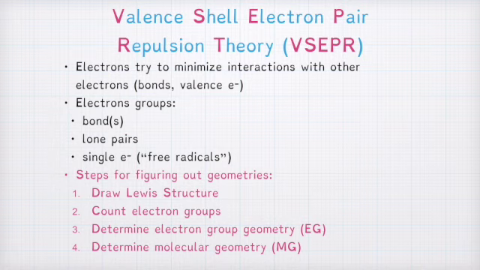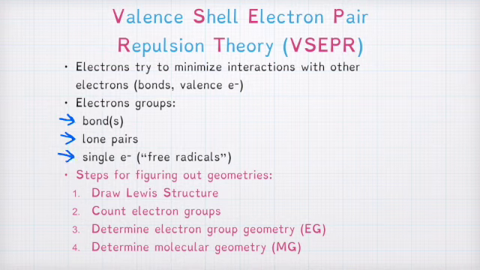The idea is that when you have electrons in a compound with each other, they want to be as far away from each other as they can because of electron-electron repulsion. They have the same charge, and so they repel each other. What we do is we put electrons into groups, and an electron group can either be a bond or a series of bonds, a lone pair, or rarely a single electron if you happen to have what we call a free radical.